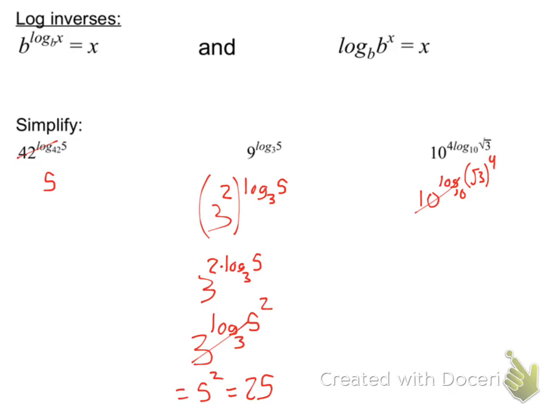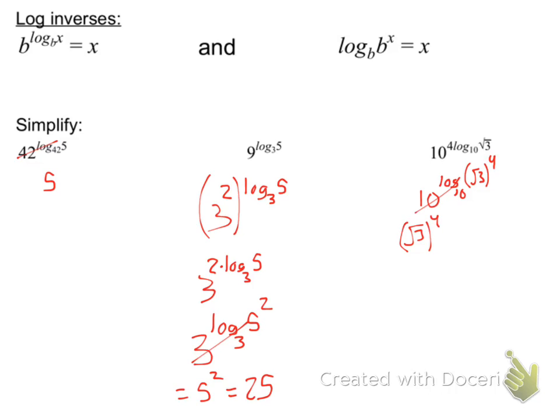They cancel, leaving you with square root of 3 to the 4th power, which I think we should fix. That doesn't seem right. I think we can simplify that. Wait, would it be 3 squared? How did you get 3 squared? Well, because the square root can cancel with a square.